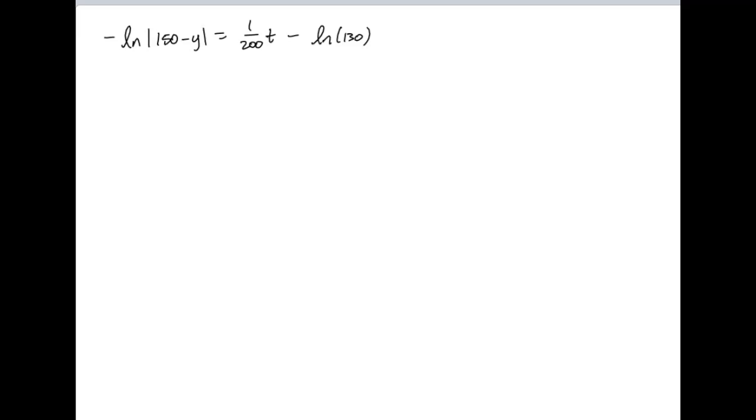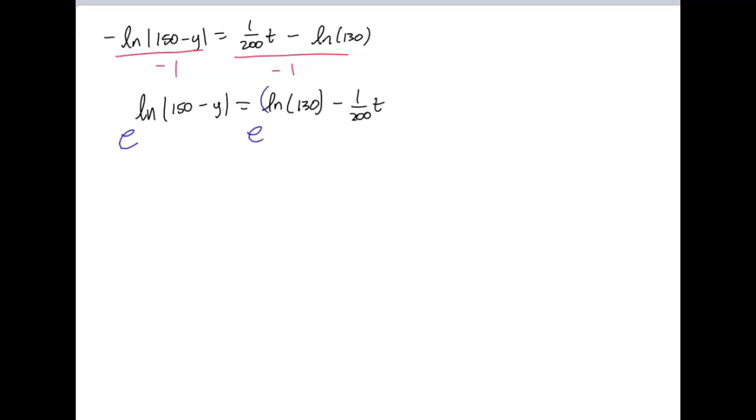First, divide out the negative, right? And that's just going to switch the signs on the right-hand side. So I'll write that as natural log absolute value 150 minus y equals natural log of 130 minus 1 over 200t. How do I undo a natural log? Not multiply, but exponentiate both sides by e like this. Right? So now on the left, I just have 150 minus y.